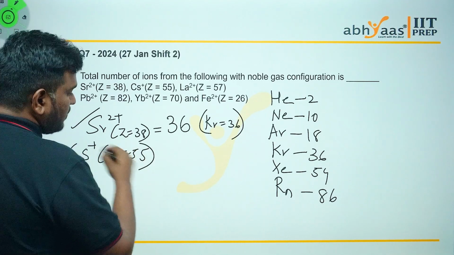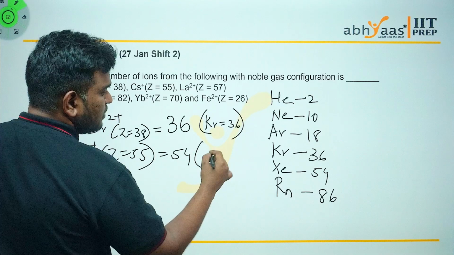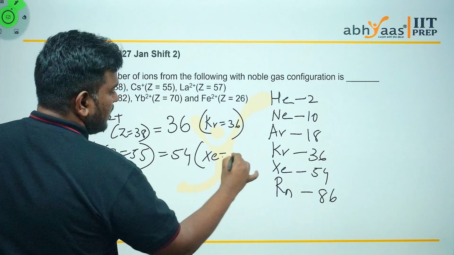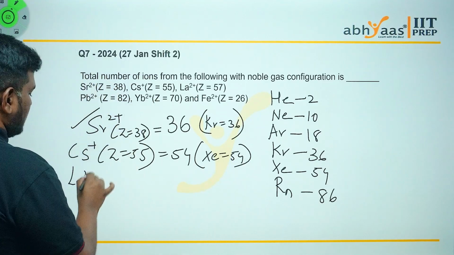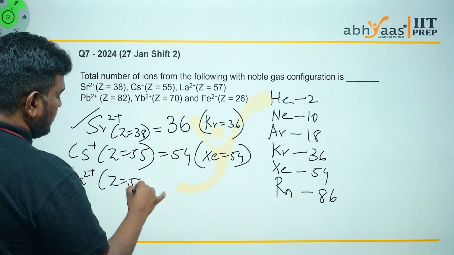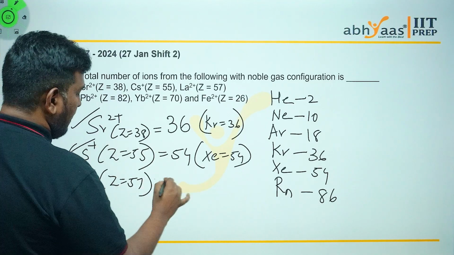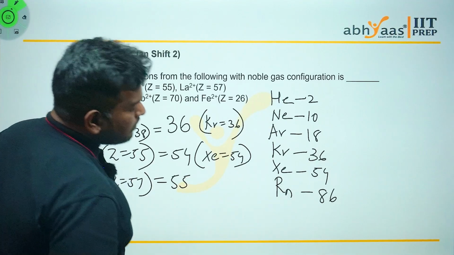So the original number is 55, but it has lost 1 electron, so it will become 54. That is xenon's electronic configuration. Now you have La2+. La2+ means originally it is 57, but now it is 55. Is 55 any of the noble gas electronic configurations?